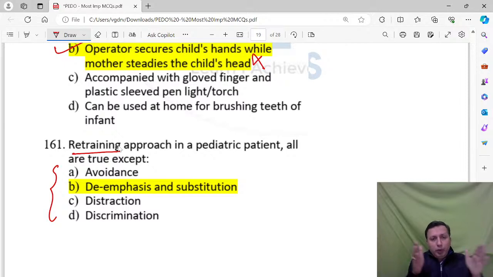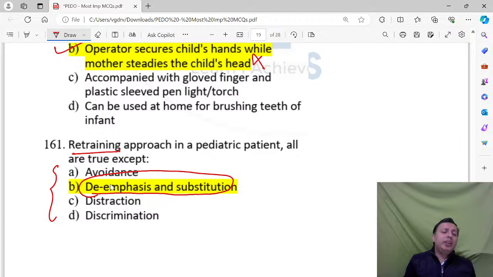You will help him discriminate between the treatment he got earlier and what he is getting now. Whereas de-emphasis and substitution, I have told you, are examples of negative reinforcement, that is, the withdrawal of the unpleasant stimulus to increase the probability of the behavior. For example, you're using the airotor and the child is not liking the noise of the airotor, so you start using the hand excavator. That is called substitution.